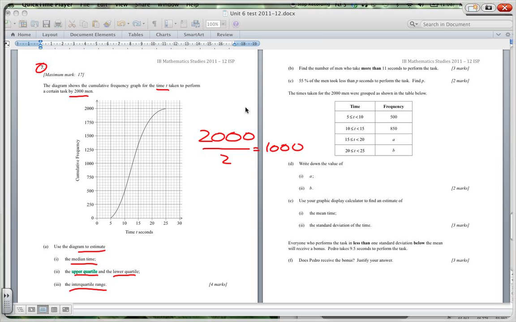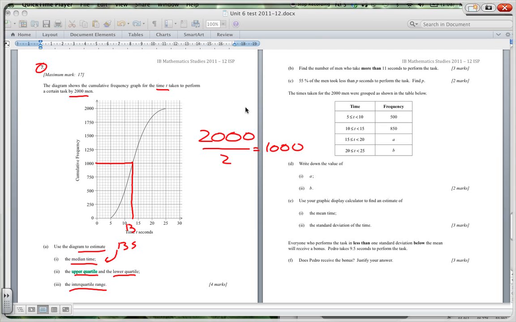So we go across here, and then we go down here, like that, and we should get 13 if you do it correctly, so that's 13 seconds. That's for the median time.